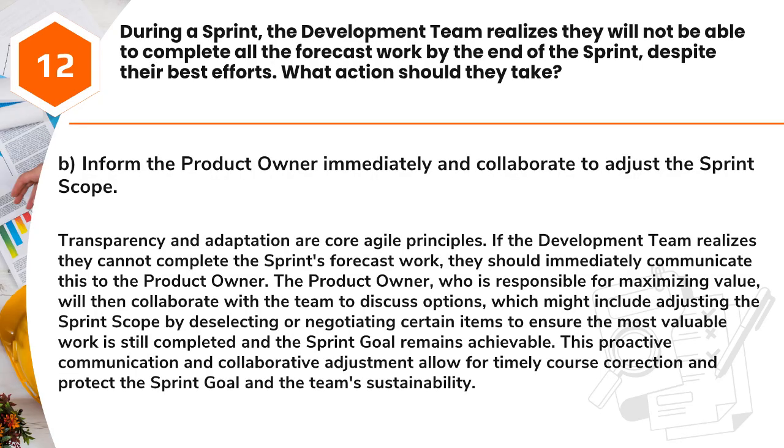Answer: B. Inform the product owner immediately and collaborate to adjust the sprint scope. Transparency and adaptation are core Agile principles. If the development team realizes they cannot complete the sprint's forecast work, they should immediately communicate this to the product owner. The product owner, who is responsible for maximizing value, will then collaborate with the team to discuss options, which might include adjusting the sprint scope by deselecting or negotiating certain items to ensure the most valuable work is still completed and the sprint goal remains achievable. This proactive communication and collaborative adjustment allow for timely course correction and protect the sprint goal and the team's sustainability.